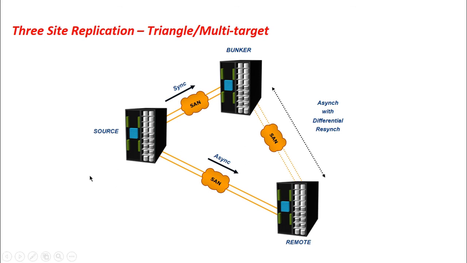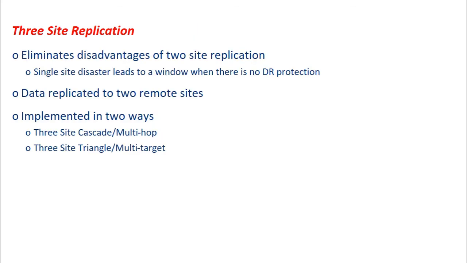So that is our three-site replication, triangle or multi-target replication. Three-site replication eliminates the disadvantages of two-site replication. There, a single-site disaster leads to a window where there is no data recovery protection. That was the drawback of two-site replication. Data is replicated to two remote sites in the case of three-site replication. It is implemented in two ways: three-site cascade multi-hop or three-site triangle multi-target.